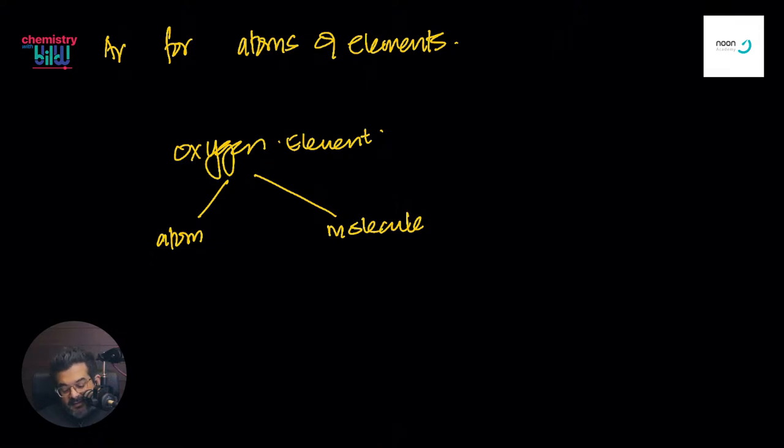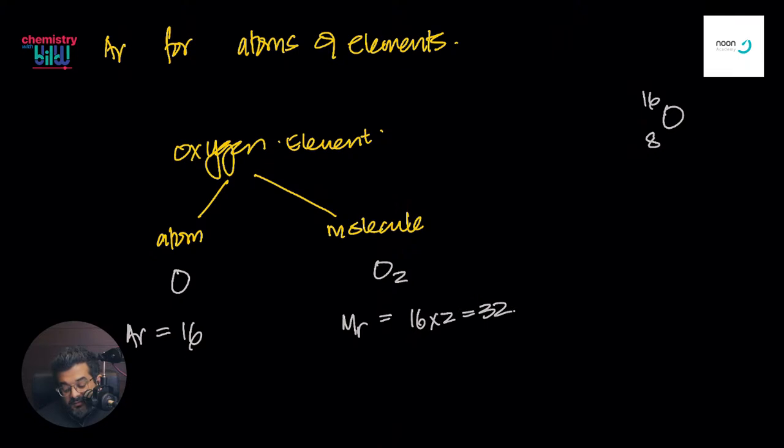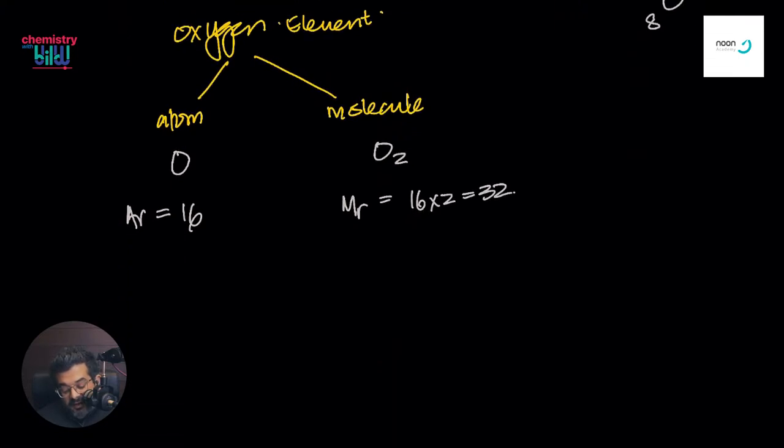So we have atoms and molecules. The point is, when oxygen is an atom, its formula is O. When it's a molecule, its formula is O2. Because it's an atom, the AR is 16, because O has 8 protons and a mass number of 16. But the MR of oxygen is 16 times 2, which is 32. So you have to be careful.